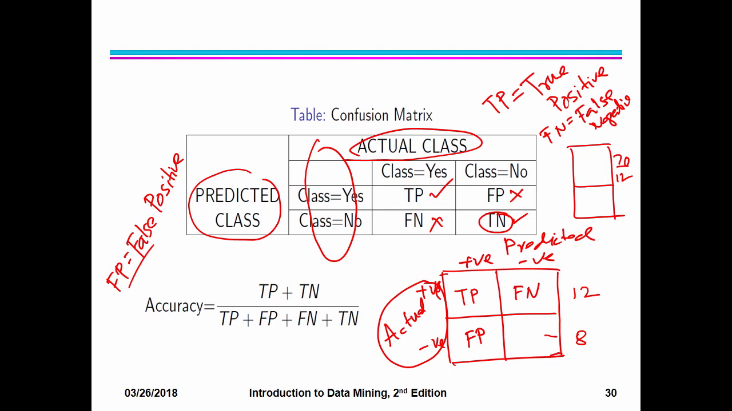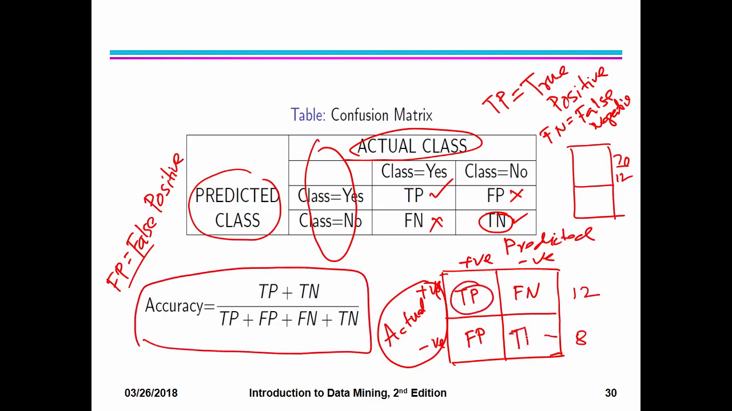And then what is the accuracy for a classifier? Accuracy of the classifier is true positive plus true negative divided by the total number of objects present in the test data set. Okay.